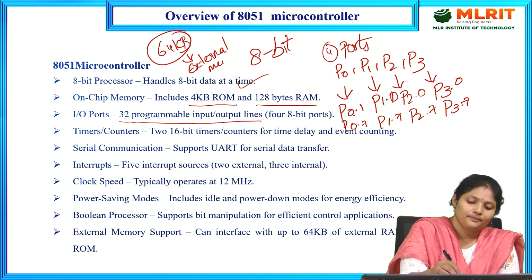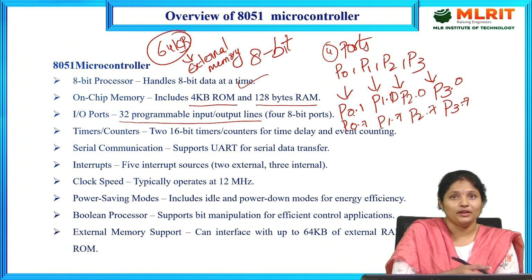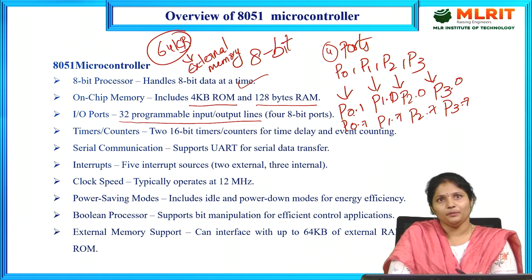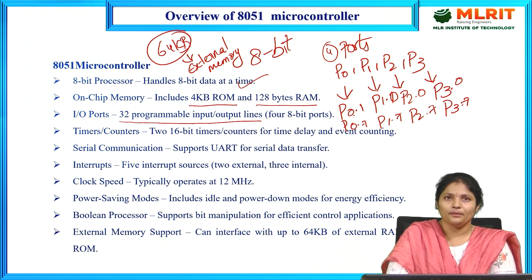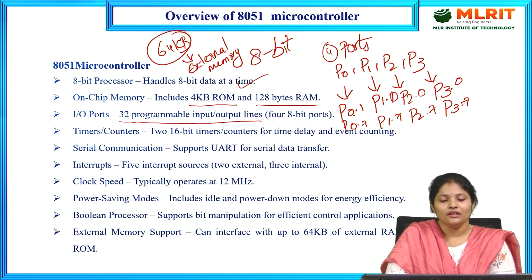External memory. While we are purchasing mobile phones, they already have inbuilt memory, but the specifications will say it is extendable up to 64 GB or up to 32 GB. Likewise, in microcontrollers it can be this. In the case of the 8051 microcontroller, it can support 64 KB of external memory, both RAM and ROM, so program memory and data memory.